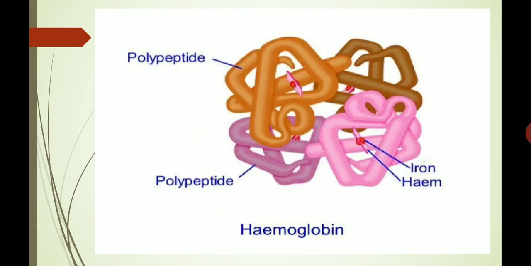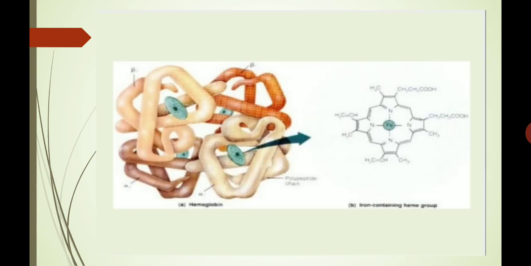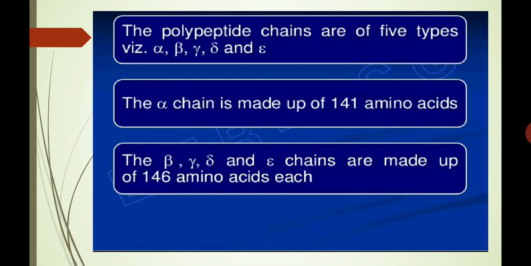Here in this diagram I have represented the hemoglobin molecule. In the center iron is present as heme and the polypeptide chains are shown here. Here also I have represented the molecule of hemoglobin. The polypeptide chains are of 5 types, that is alpha, beta, gamma, delta and epsilon. The alpha chain is made up of 141 amino acids. The beta, gamma, delta and epsilon chains are made up of 146 amino acids.